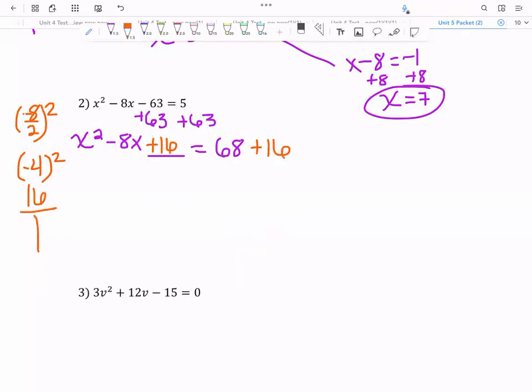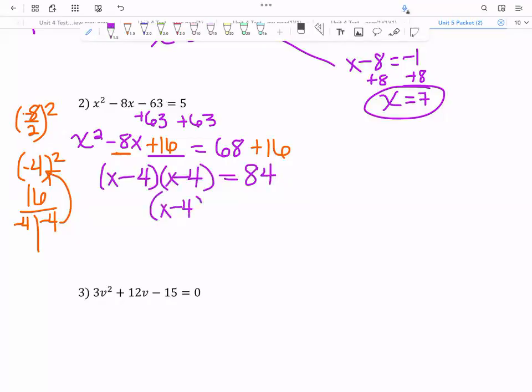The factors of 16 that add up to negative 8 are negative 4 and negative 4. It's always going to be that number right there. So x minus 4 and x minus 4. And then we add 68 plus 16. We get 84. So we rewrite this as x minus 4 squared equals 84. And we're going to solve by square root.